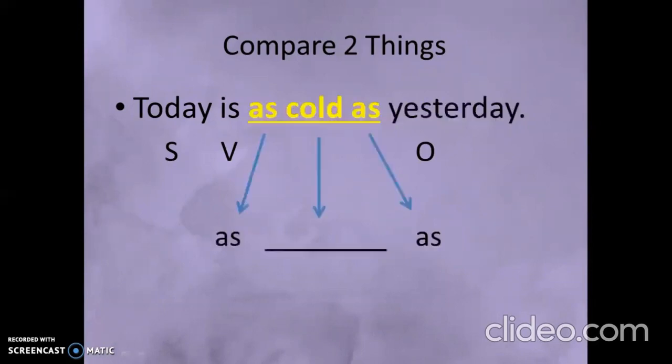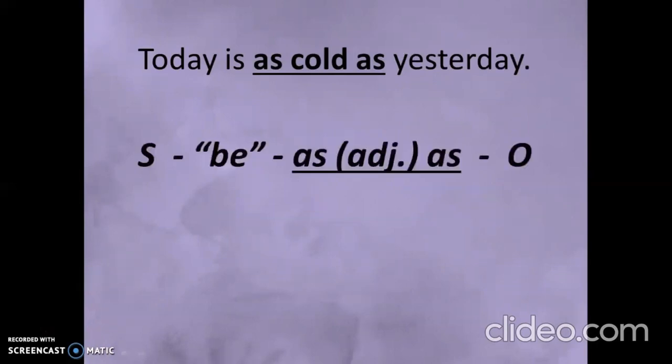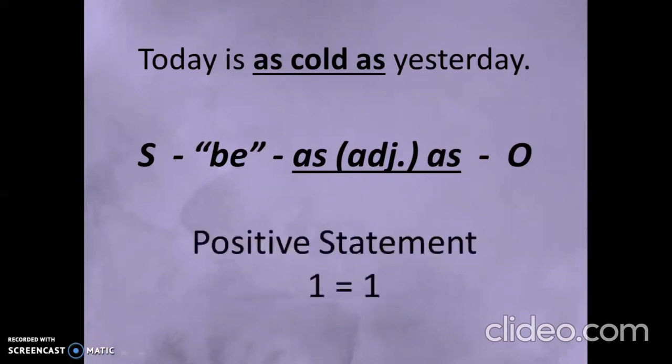Well, if we break that apart further, we can see we have the word as, then we have something in the middle, and then we have as again after it. So, what's that word called? What part of speech is that? Well, it's an adjective. So, looking at our example sentence again, we have today is as cold as yesterday. So again, we have our subject, our verb to be, our as adjective as combination, and then we have the complement of the sentence. This can be known as a positive statement.